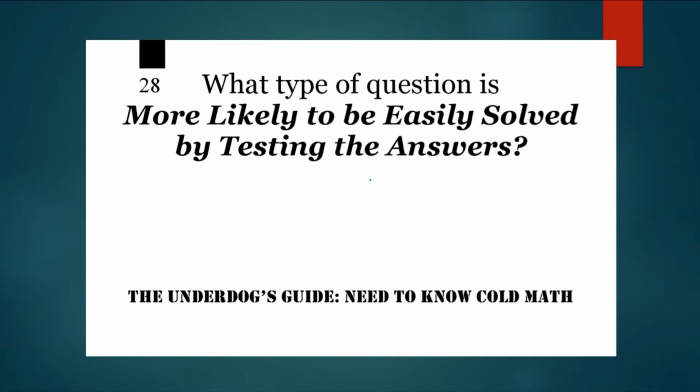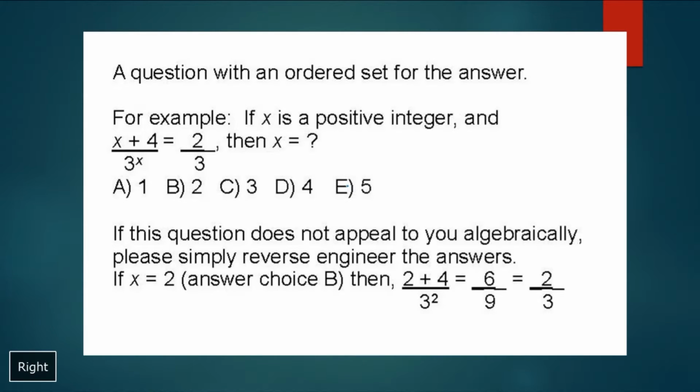All right. What type of question is more likely to be easily solved by testing the answers? There's some code language here too, and that code language is the ordered set for the answer selection choices. It's a very evenly distributed ordered set. They can also pile answers closer into the middle, so this would be 1, this might be 20, 21, 22, and then 50. I bring that up because when they cluster answers together, it means one of them is likely to be correct. But that's not what's going on here. So the ordered set tells us that reverse engineering the answers is probably easier than working this out algebraically, which we could do.